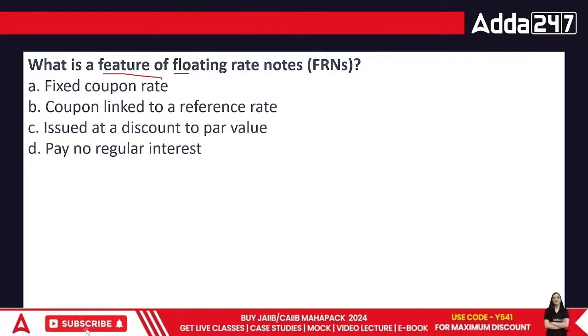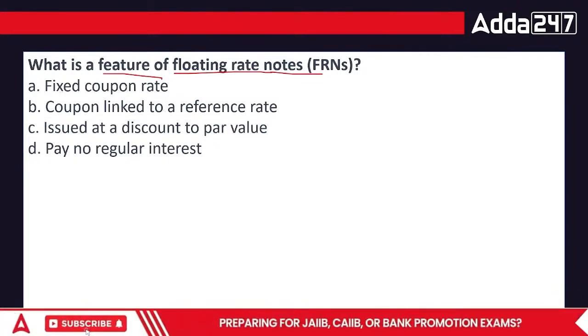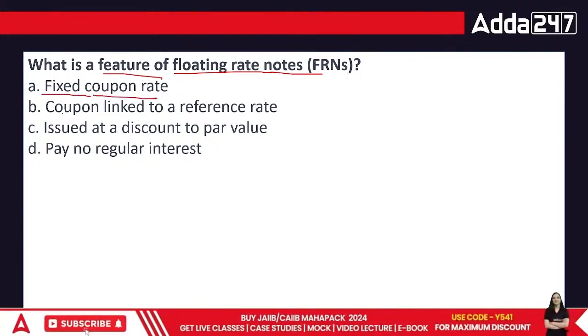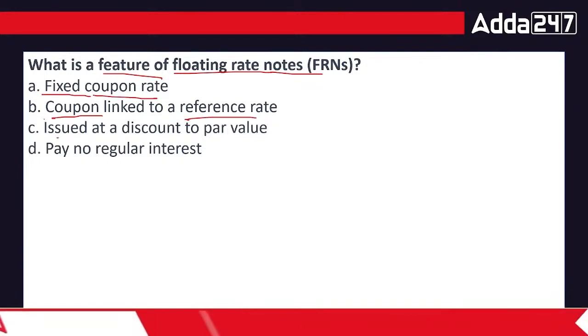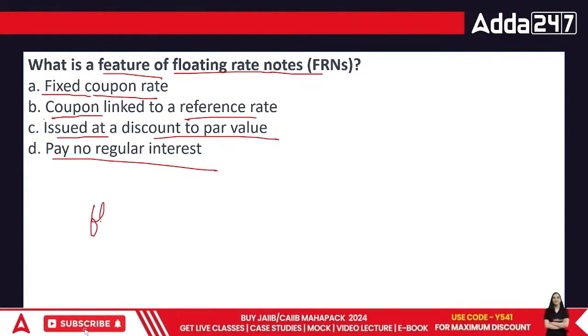What is the feature for floating rate notes, everyone? FRNs are basically, okay, let's just talk about it and then I'll let you know about the answer as well. Fixed rate coupons or coupon linked to a reference rate, issued at a discount or par value, or pay no regular interest. Acha everyone, floating means, how do we define the term floating?